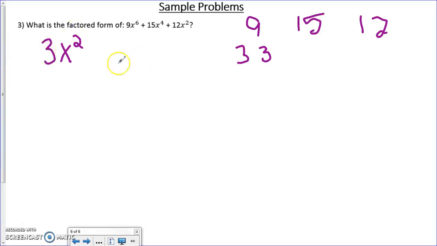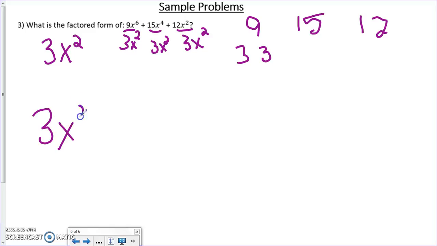So now we're going to take this 3x squared and we're going to divide it by every single term. And then we're going to stick it on the outside of parentheses because remember, we're factoring. So we're going to write 3x squared. And if we look at the first term, just like we multiply, we divide the coefficients. So 9 divided by 3 is 3. And instead of adding the exponents, we're going to subtract them. 6 minus 2 is 4.